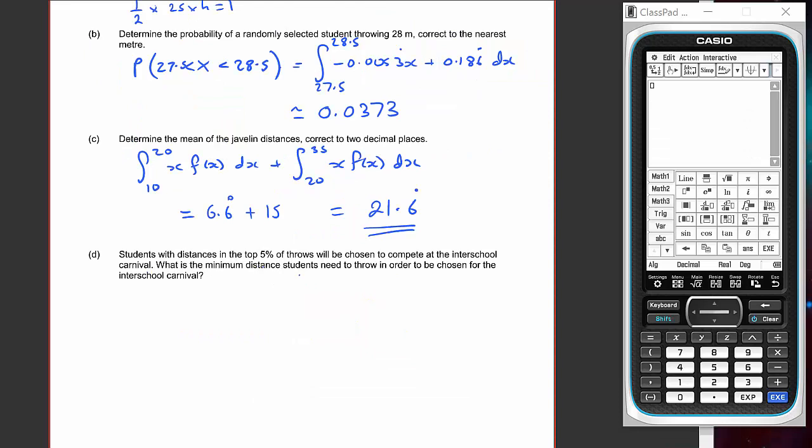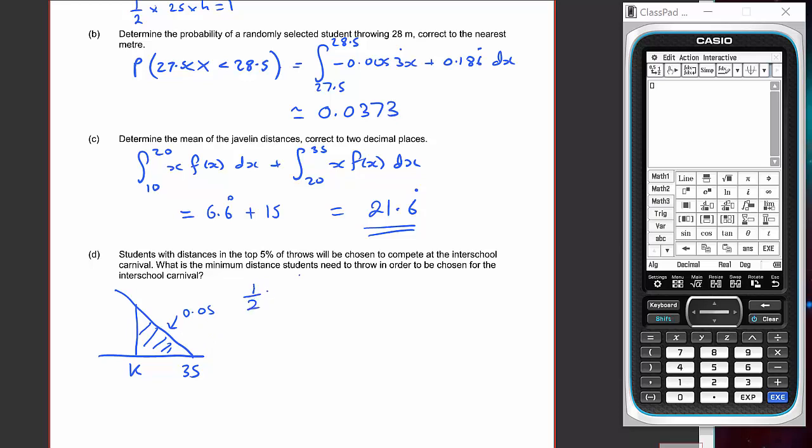Students with distances in the top 5% of throws will be chosen to compete at the inter-school carnival. What is the minimum distance students need to throw in order to be chosen for the inter-school carnival? So this is the last part of the function coming down to 35. There's going to be a value here, k, such that this area is 0.05. Now you can do this by integral, but I never have much success with this type of thing on the calculator, so I'm going to do it just using the fact this is a triangle.